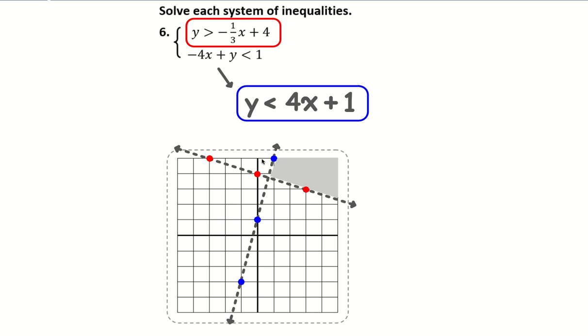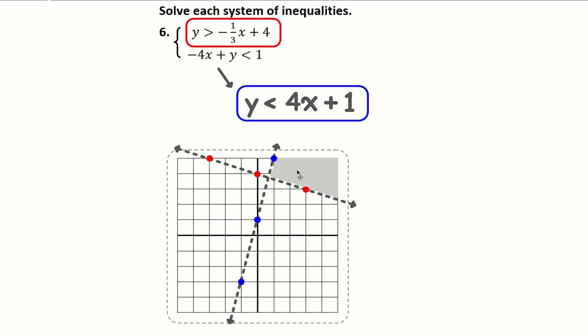So you shade above. And with this guy, we had to solve for y really quick, adding 4x to the other side. So I get to here. Now I know where to put my line and what the slope is going to be and all that stuff. So 1 and then up 4 over 1. And since this is a less than, the line is dashed. And also since it's a less than, we're shading below.